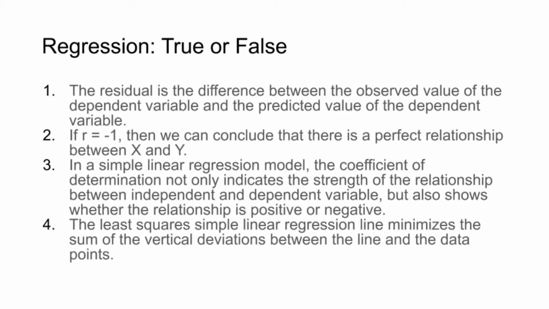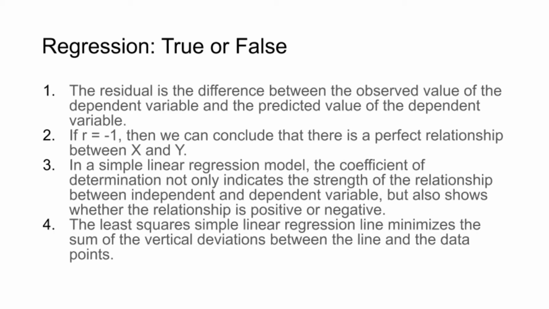Number 2. If r, the correlation coefficient, is equal to 1, then we can conclude that there is a perfect negative relationship between x and y. That is false. This is a question of correlation, not regression. This is testing to see if you know what correlation is.